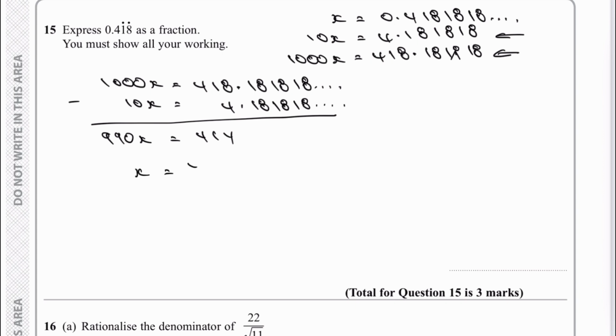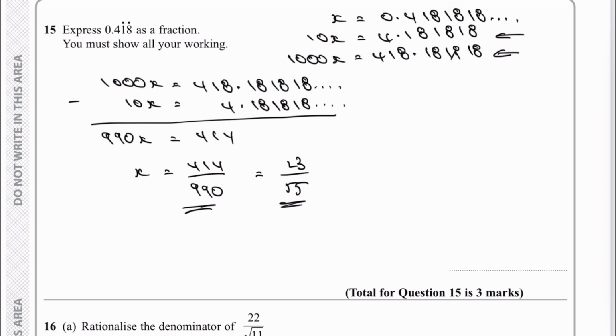Then it's just a case of dividing both sides by 990. That gives me x equals 414 divided by 990, which probably is sufficient for this question because it doesn't ask for it in its simplest form. If you wanted it in its simplest form, it would be 23 over 55, and you'd need to divide through by 2s and 3s to get to that point. But either way, that would be the answer to that question.